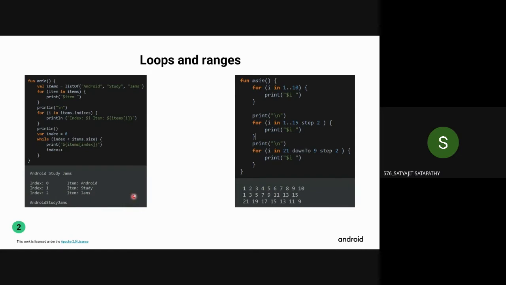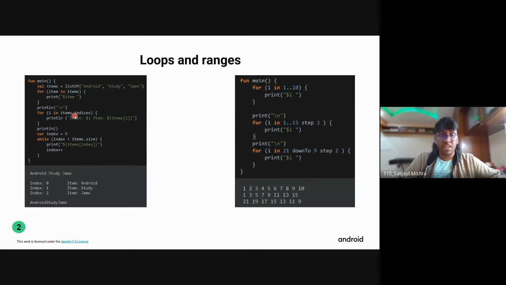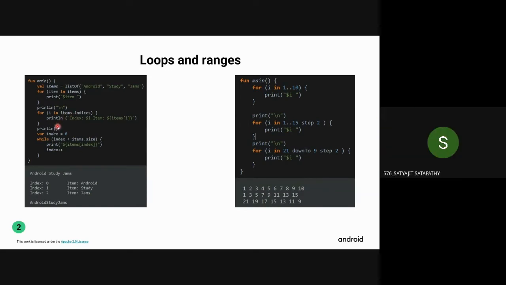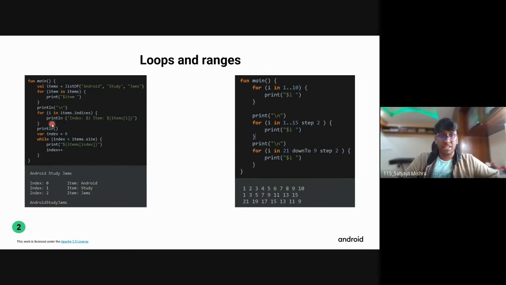So the items.indices, it returns a list of the indexes of the array, is it? Yes, it returns the index. And in the println, do you have something like in Python, where we have end? No, we don't have anything like that. If we use print, then it will stay in the same line. If we use println, then it will go into the next line.